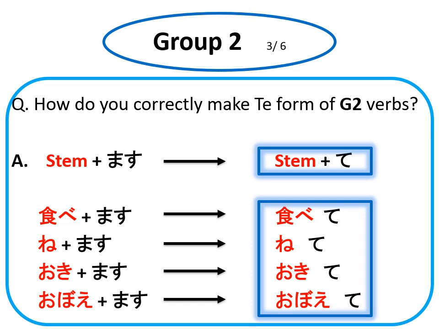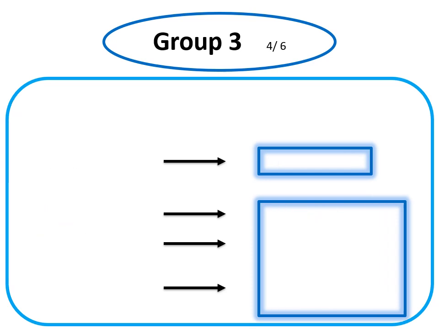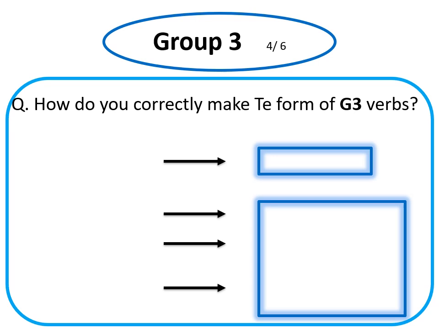Okay, let's move on to group 3. What's the rule for group 3? Do you remember this? It's the identical rule you have to remember for group 2. Group 2 and group 3 have exactly the same conjugation rules for te form. When it comes to conjugating group 2 and group 3 verbs to potential form or plain form, for example, they have different rules to apply. So please remember that only for te form, group 2 and group 3 have the same rule: stem plus te.